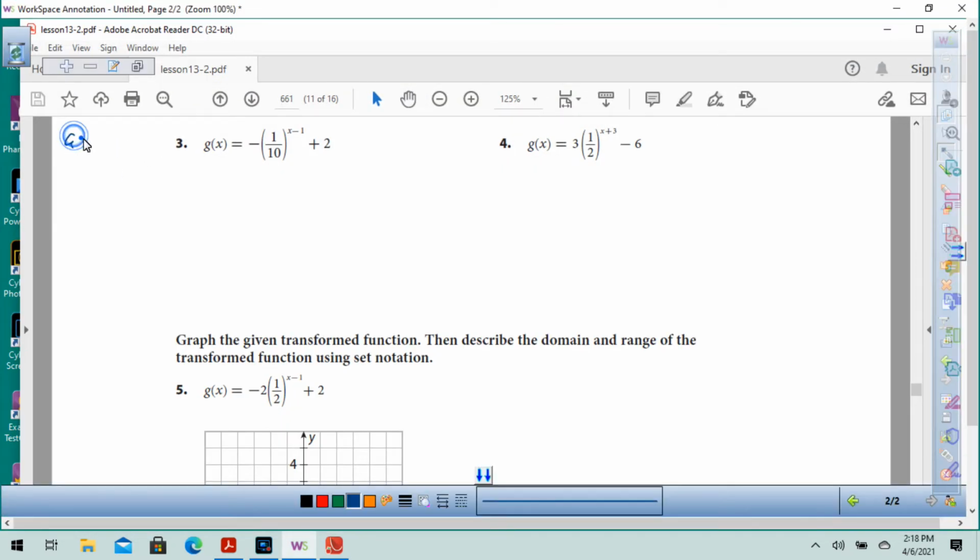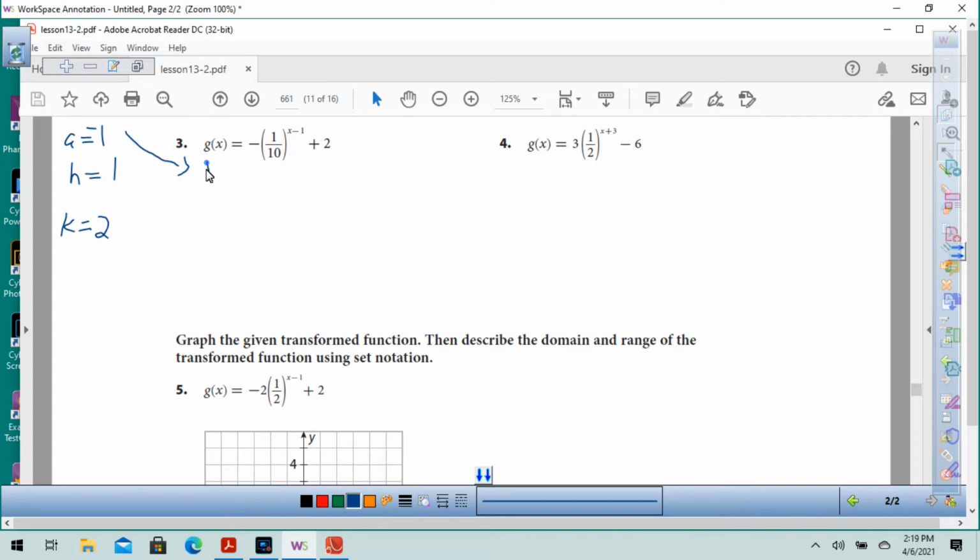We got a is -1, so that's going to reflect over the x-axis. H is +1, and that's going to be a horizontal translation left 1 unit, and k equals 2. That's going to be a vertical translation up 2 units.